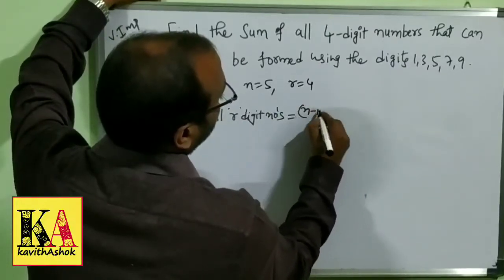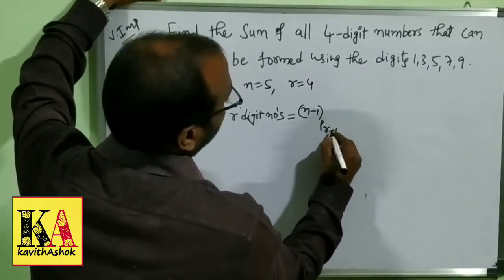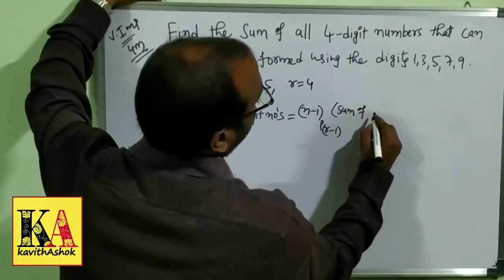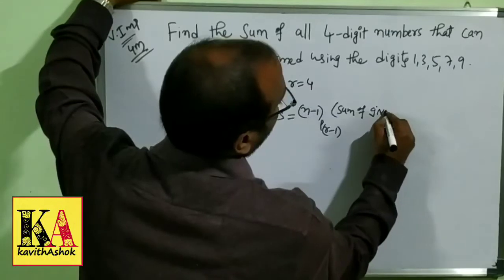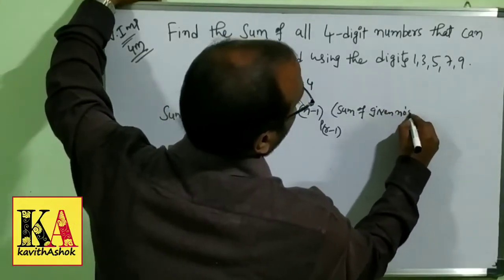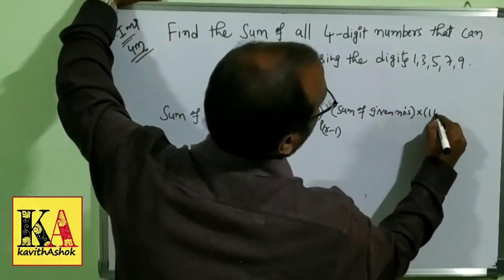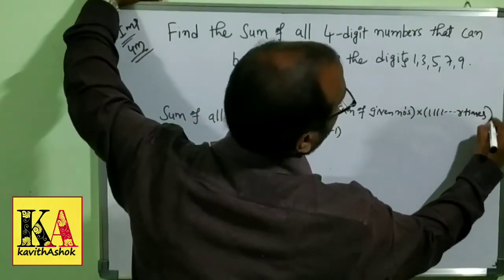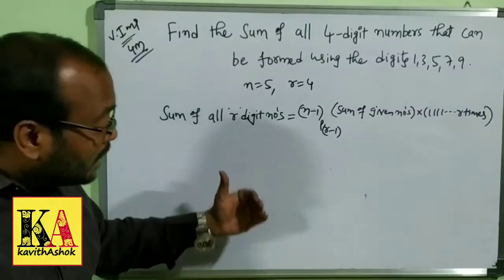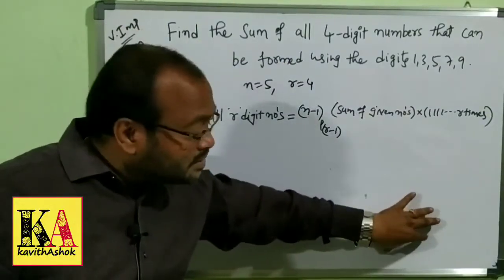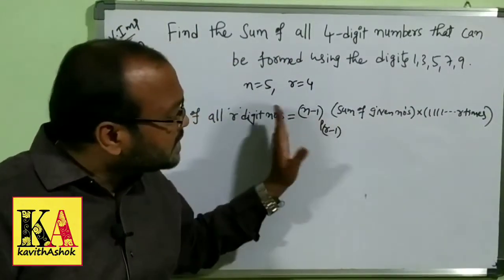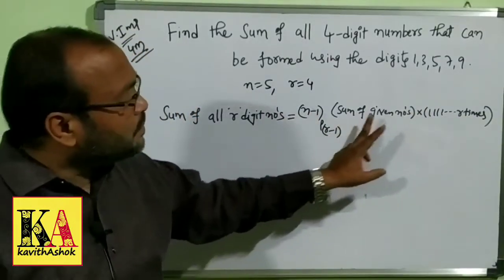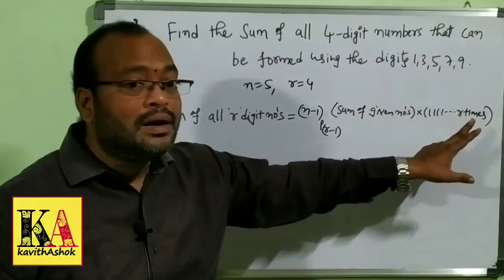N minus 1 P R minus 1, sum of given numbers, into 1, 1, 1, 1, so on R times. Okay. What we calculated in the last problem, we used the same thing in the formula. N minus 1 P R minus 1, sum of given numbers, into 1, 1, 1, so on R times.